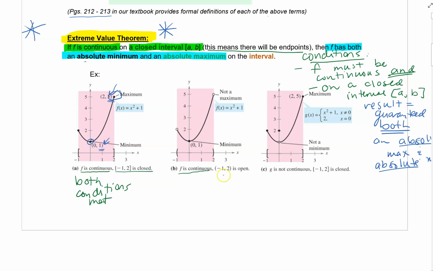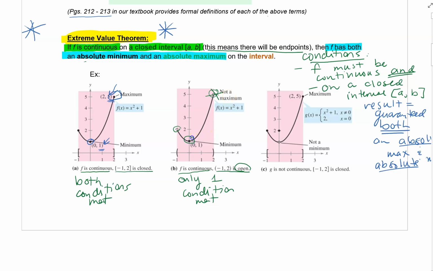So first condition's met, but the interval is open. So only one condition is met in this second scenario. So notice that if you don't include the endpoints, that means they're open circles, right? They're not included. Well, if one of those was providing your max or min, I can no longer use it anymore. So in this example, I no longer have a highest y value.